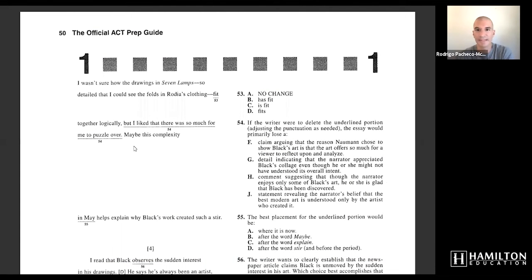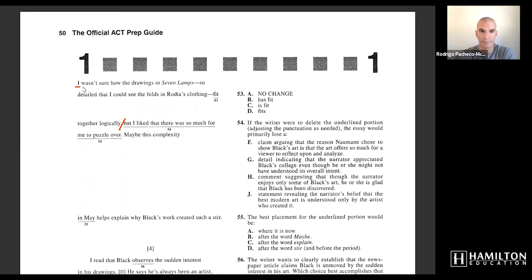I'm going to read this sentence here so that we can get a sense of the subject that we need for this verb. So, "I wasn't sure how the drawings in Seven Lamps, so detailed that I could see the folds in Rodia's clothing, blink together logically." And we can stop reading here since this would take us onto a new clause. So what we have here are two clauses. We have an independent clause followed by a dependent clause.